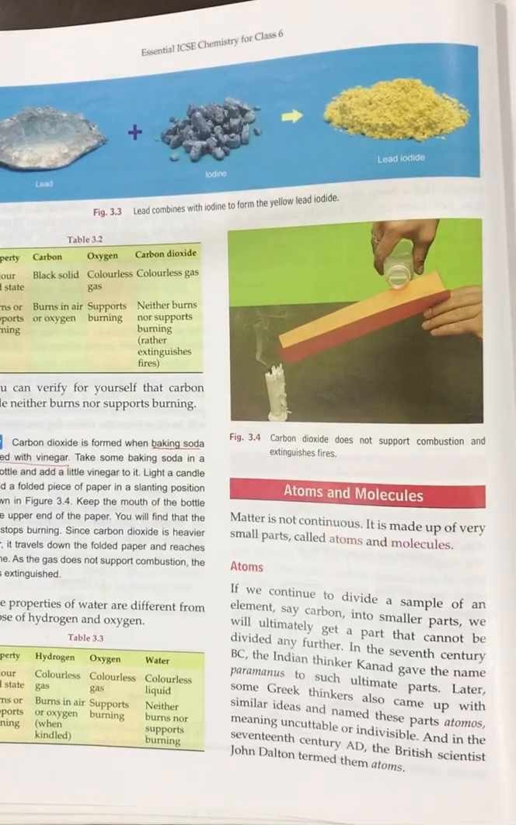Good morning, students. Last time we had learned that the properties of the constituents of a compound are different from the properties of the compound, and we had taken the example of carbon dioxide. And here is an activity. Carbon dioxide is formed when baking soda is treated with vinegar. So when we add vinegar to baking soda, carbon dioxide is formed.